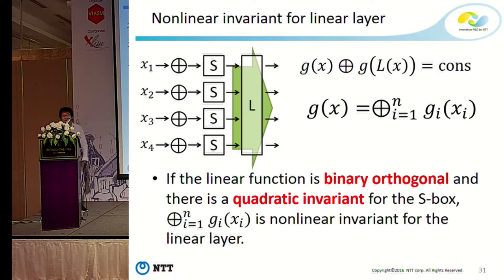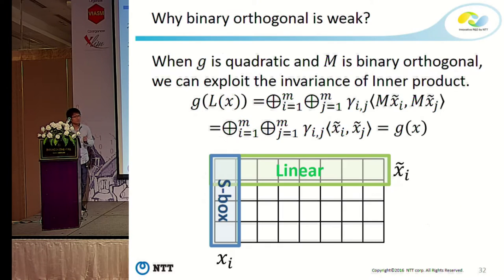Finally, I have to overcome the linear function L. Actually, it is the most difficult part in the search for a nonlinear invariant. As I found, a vulnerable structure is this: if the linear function is binary orthogonal, and there is a quadratic invariant for the S-box, then the sum function is a nonlinear invariant for the linear layer. This property is derived from the invariance of the inner product.